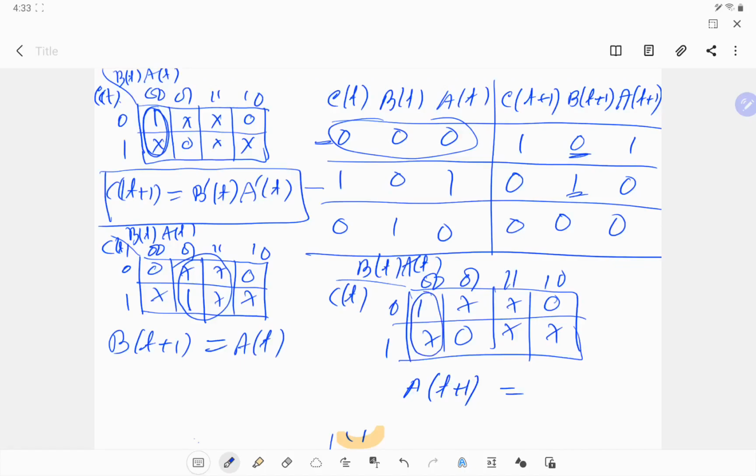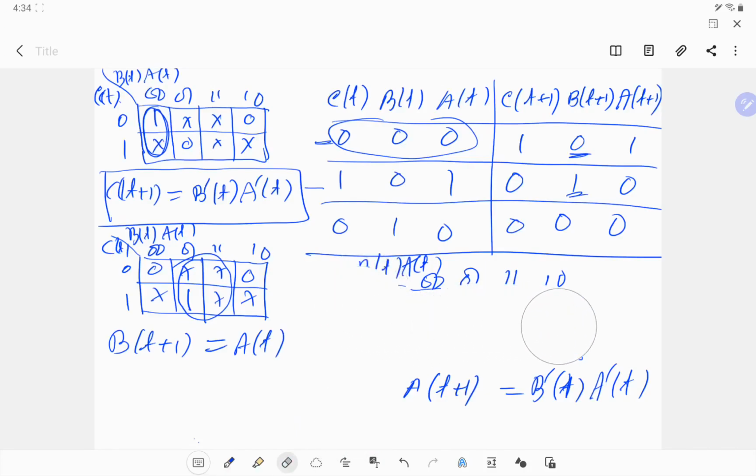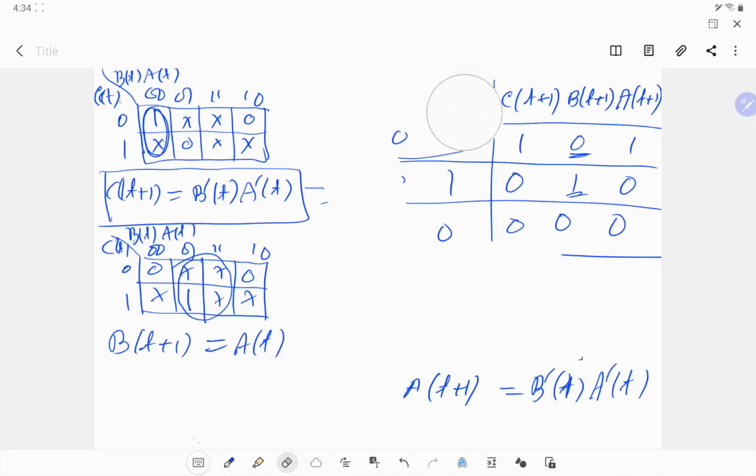So if we consider this pair, then B prime, A prime, B prime T, A prime T. So we got these three equations. Now we want to draw the circuit. Okay, we only need the equations now, and we don't need the remaining.